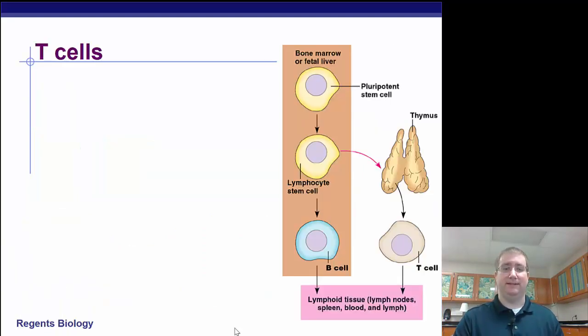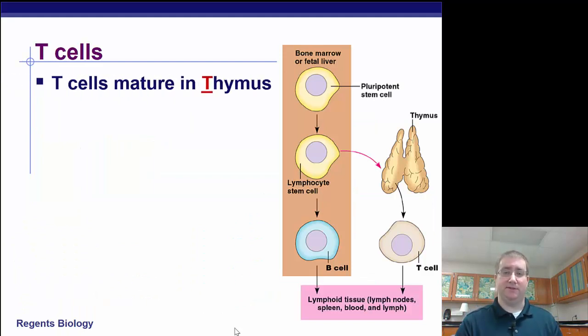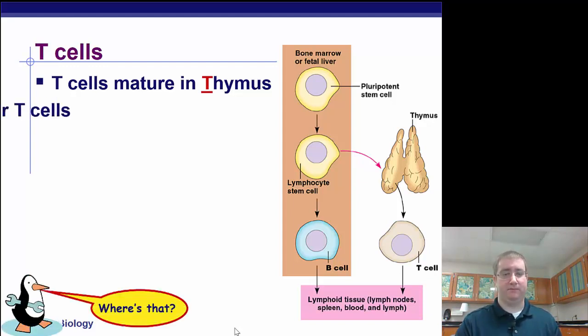T cells are named T cells because they mature in your thymus. So they're created in the bone marrow, but then they move to the thymus gland, which is this little butterfly-shaped gland that actually rests directly on top of your heart. This is where they grow up and mature and learn how to actually fight.